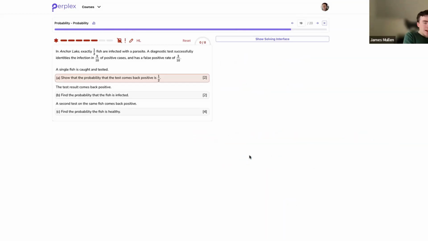And now in part B, we're trying to find the probability that the fish is infected given that its test result came back positive. So what is the probability of infection given T plus? And that's the opposite, by the way, of the probability of a positive test given I. So this is how we know, or even start to think about Bayes' theorem: we're looking for a conditional probability opposite to one that we know.